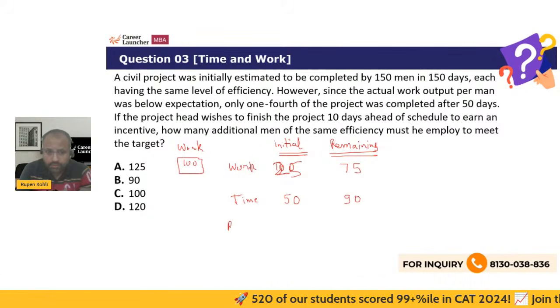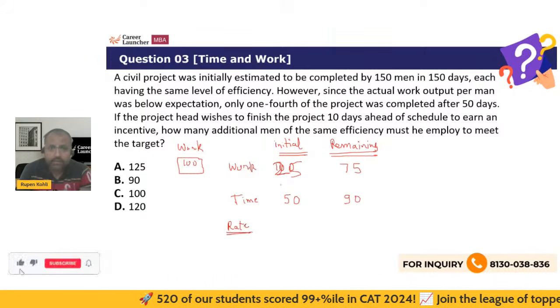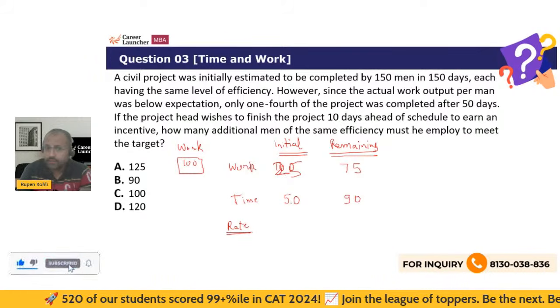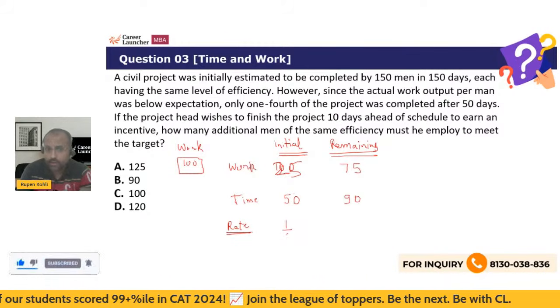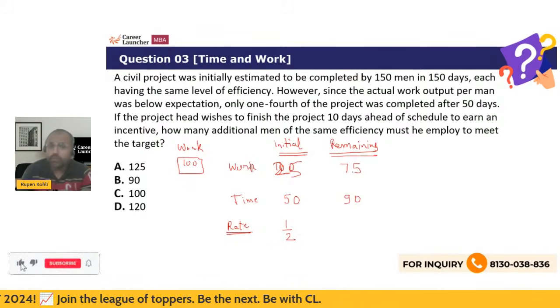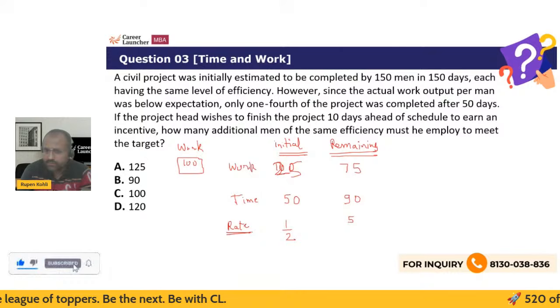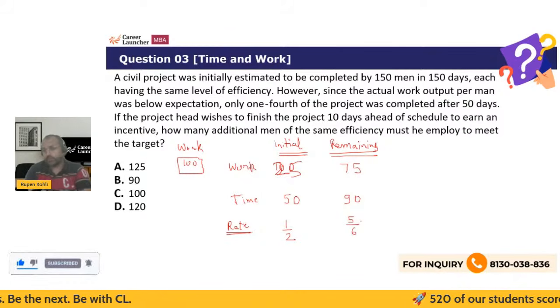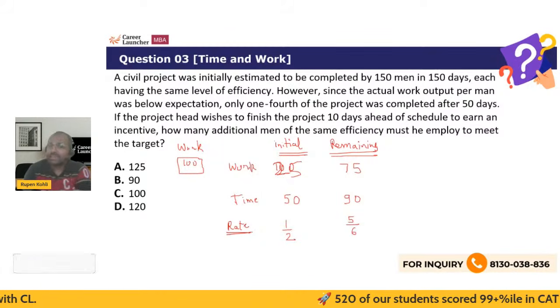What was the work rate achieved initially? 25 by 50. Rate is work upon time. 25 by 50 or half. What is the rate that needs to be achieved now? 75 by 90, which is 5 by 6. 15 into 5, 15 into 6. You can see it's a substantial increase.